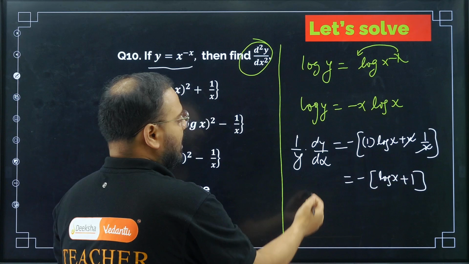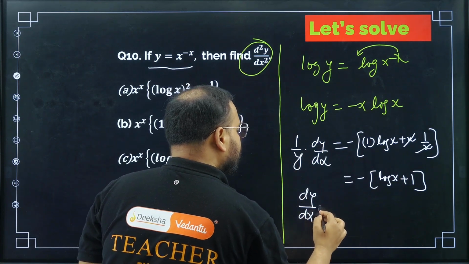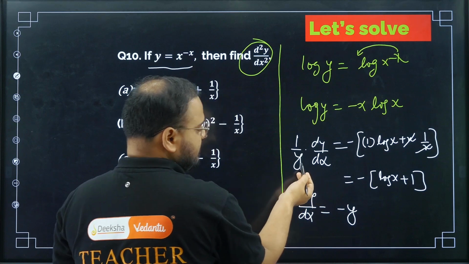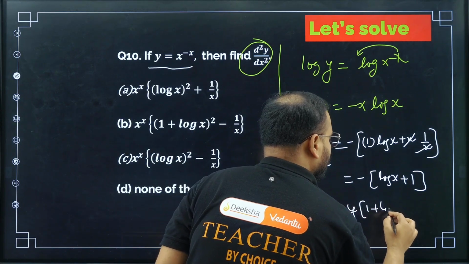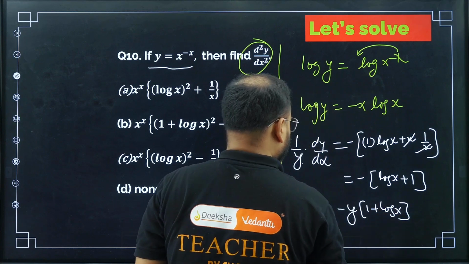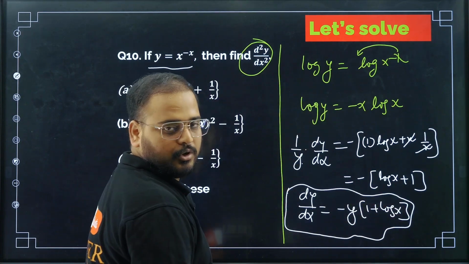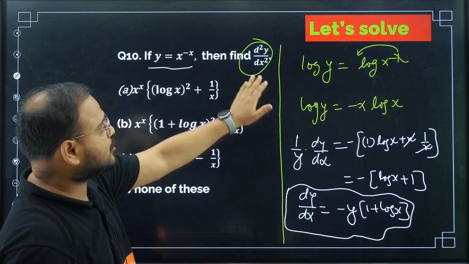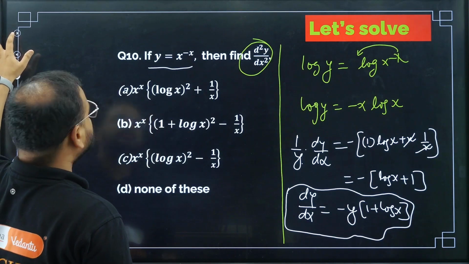I want to find dy by dx, so I can simply take the y to the other side. So dy by dx will be equal to minus y, the y in the denominator goes there, minus y times 1 plus log x. Is this the final answer? No, sir, not the final answer. Why, sir? Because they ask us to find the second order derivative. So let's see here: minus y times 1 plus log x.